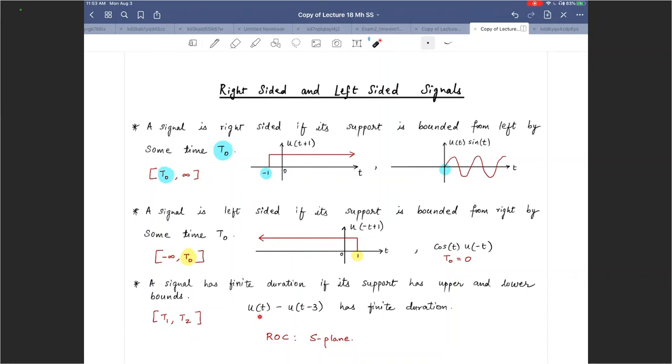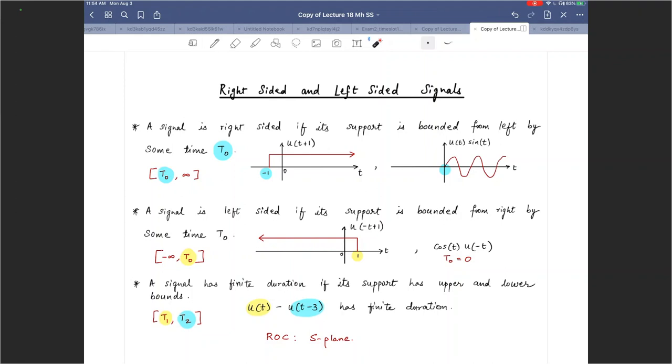For example, like this, u of t minus u of t minus 3. So it is bounded on the left by 0. So t1 is going to be 0 here, and t2 is going to be 3 here, because u of t minus 3 is bounded on the right by 3. And in that case, it's going to be called a finite duration signal. And for a finite duration signal, ROC is all of S-plane. Everything is going to be included in the region of convergence.